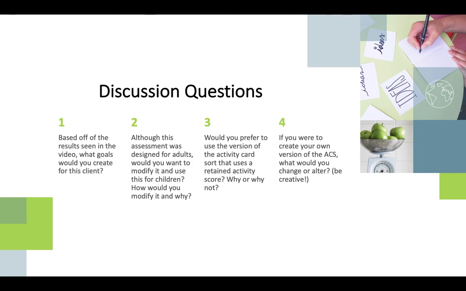Question number 3. Would you prefer to use the version of the activity card sort that uses a retained activity score? Why or why not? And lastly, if you were to create your own version of the ACS, what would you change or alter? Be creative.